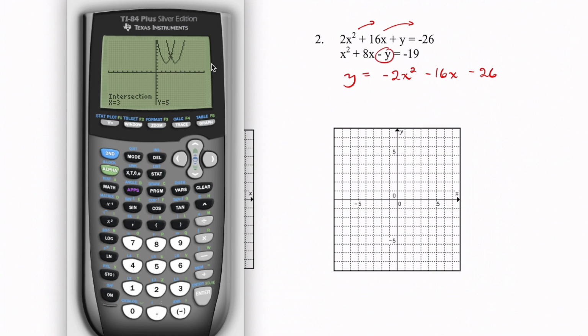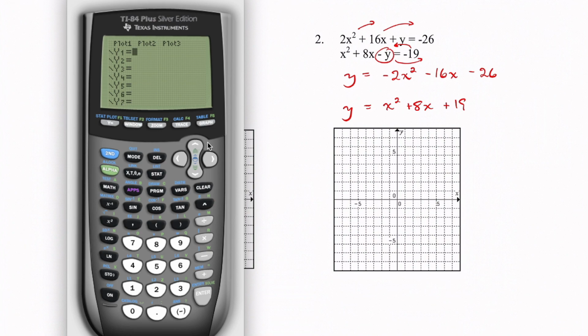For the second one, the y is negative. So I'm going to move that over and that'll make it positive. And then I'll move this 19 over, and that'll make it positive. So I'm going to have positive y on the one side, and then x squared is on the left with an 8x. And then I also moved over the 19. It was negative, but now it's going to be positive because I moved it over. So we now have our two equations. We can go in, clear out our old ones, and then we will enter the new ones. Again, just a reminder, if this is a leading negative, you have to click the negative button. So we have those put in.